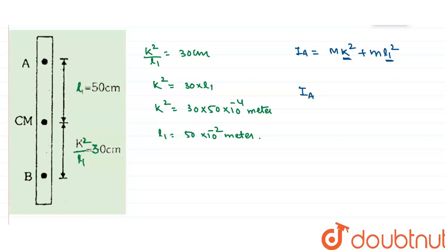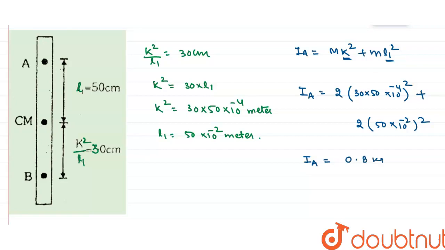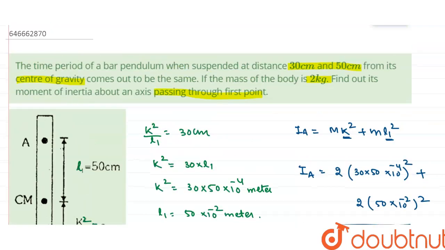The moment of inertia at point A about the center can be written as M, where M is given as 2 kg, and the value of K square is 30 into 50 into 10 to the power minus 4, plus M L1 square, where M is 2 and L1 is 50 into 10 to the power minus 2 squared. After simplifying this, the moment of inertia at the first point A comes out to be 0.8 kilogram meter square. This is the moment of inertia at the first point.